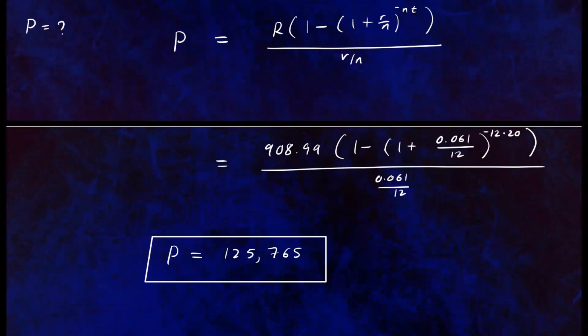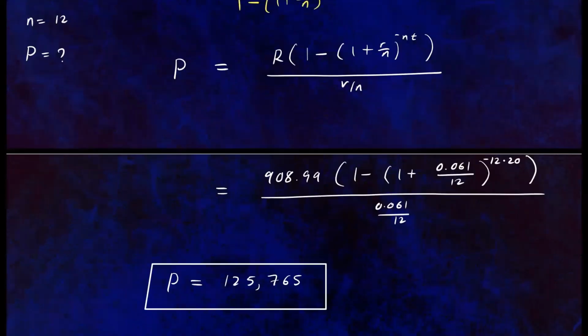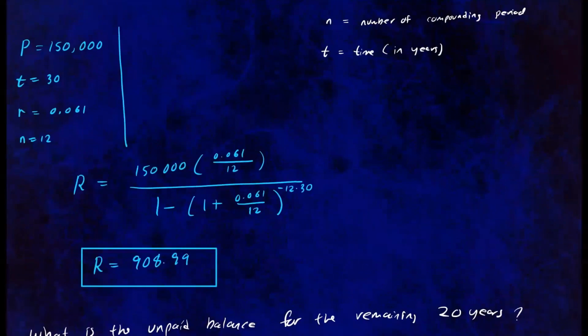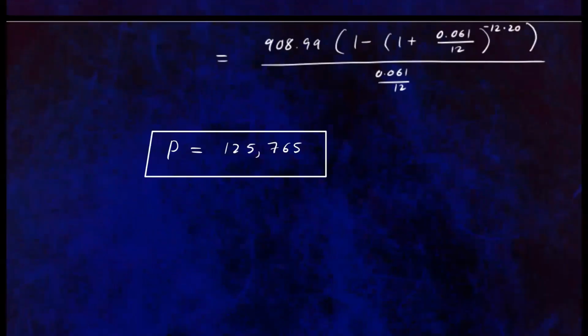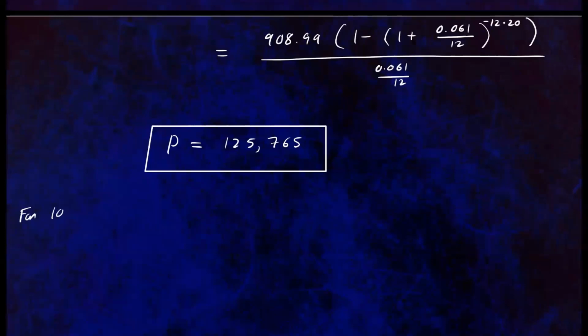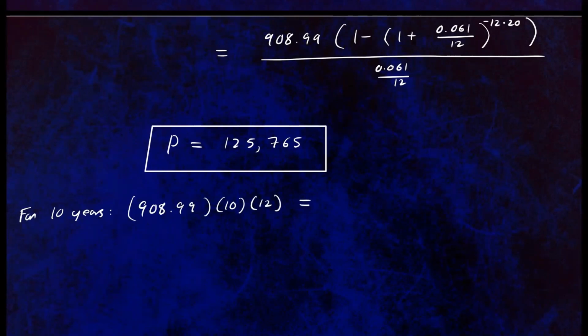Now let's add a little bit more to this problem so we understand it a little better. We are starting with a monthly payment of $908.99. For 10 years, you're going to be paying $908.99, and there are 12 payments a year. If you put this in your calculator, this will give you about $109,078.08. So this is how much you're paying for the first 10 years.